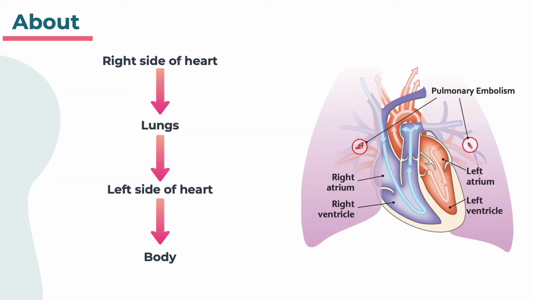Let's first talk a bit about the pathway of blood between the heart and the lungs. Blood flows through the lungs from the right side of the heart to pick up oxygen and get rid of carbon dioxide. This process is called gas exchange. The blood then flows from the lungs back to the left side of the heart to be pumped out to the rest of the body.